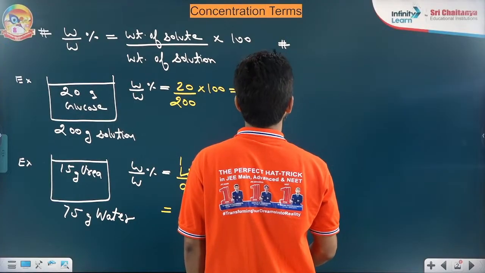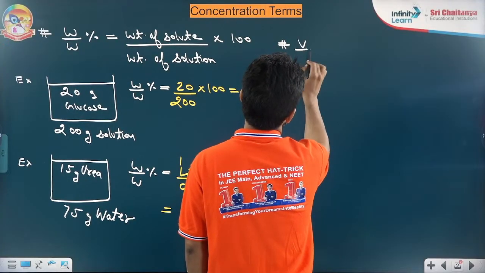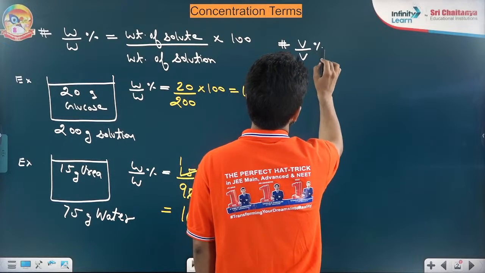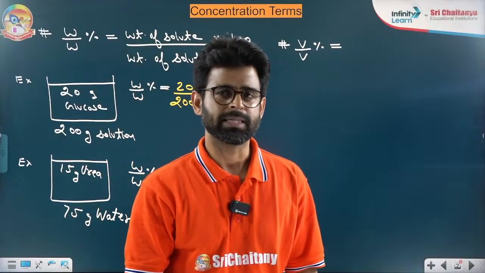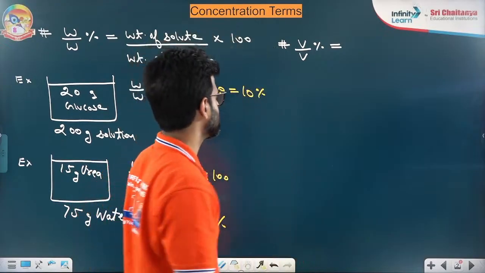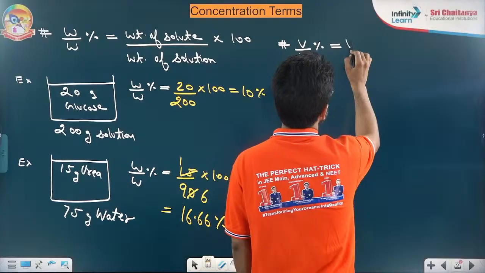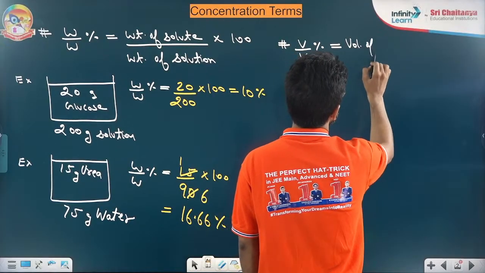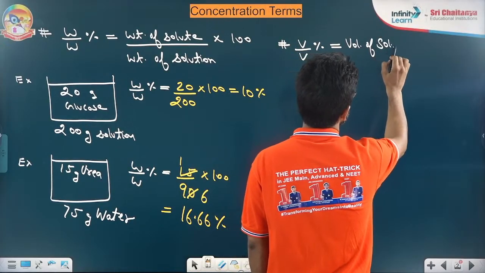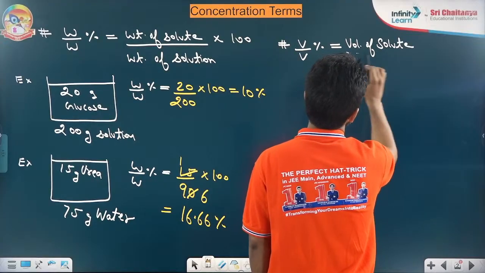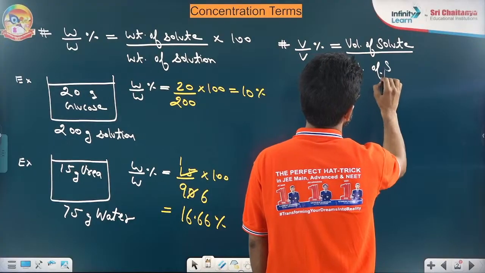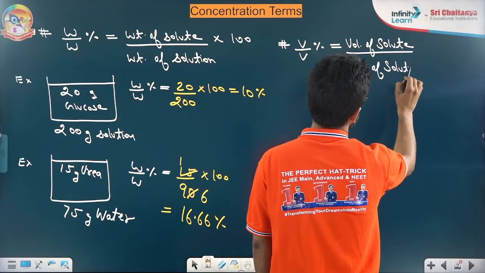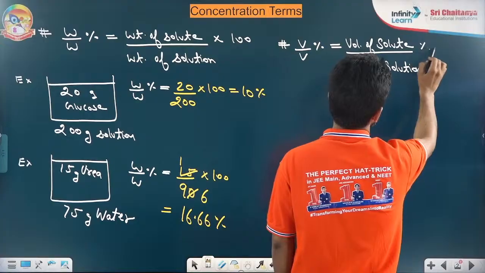The next term I am taking here is volume by volume, more easy. The second term is volume by volume percentage, okay? What is that? Very simple thing again. Volume of solute divided by volume of solution into 100.